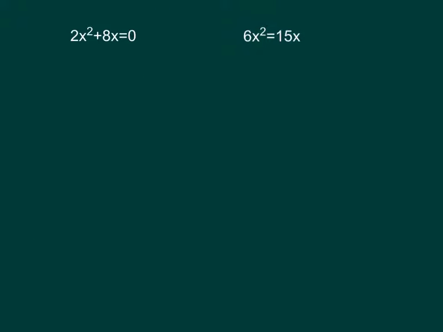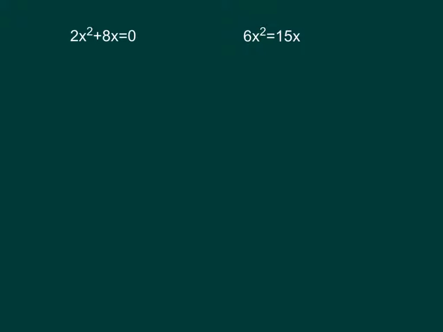I want you to try solving this equation right here, 2x squared plus 8x equals 0. Try to solve this by first using the greatest common factor to put it into factored form. Then split up your equation and solve the two resulting equations that you have remaining. Pause the video now in order to have enough time to try it.